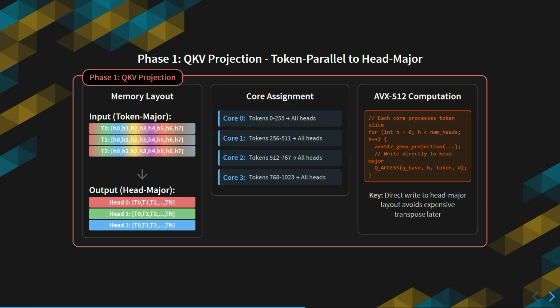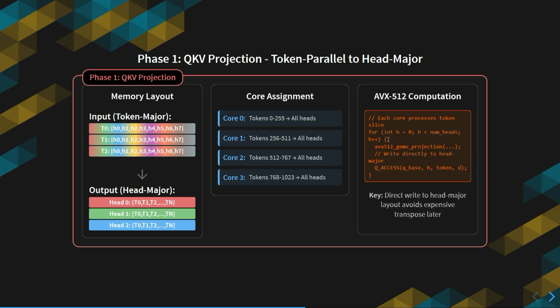And here we have S0, which contains all the tokens from T0 to Tn with their embedding size or head size. For core assignment, each core processes a slice of tokens. Core 0 handles tokens 0 to 255. Core 1 handles tokens 256 to 511. Each core processes its token slice in all heads. So the AVX-512 computation shows a direct write to head major layout.